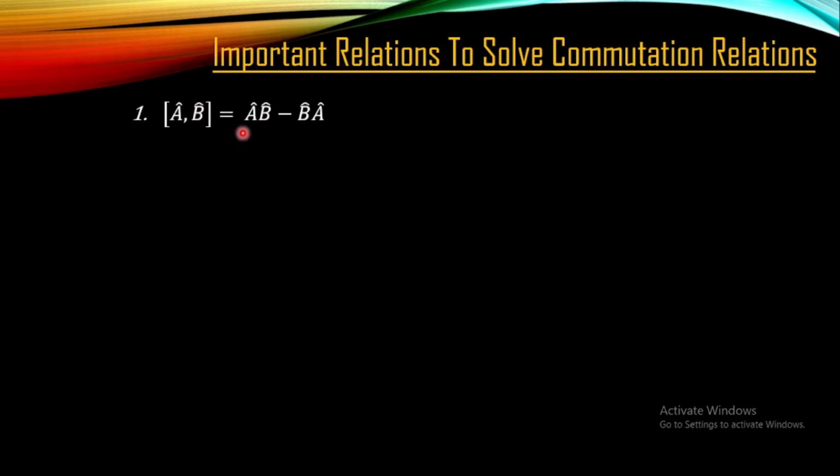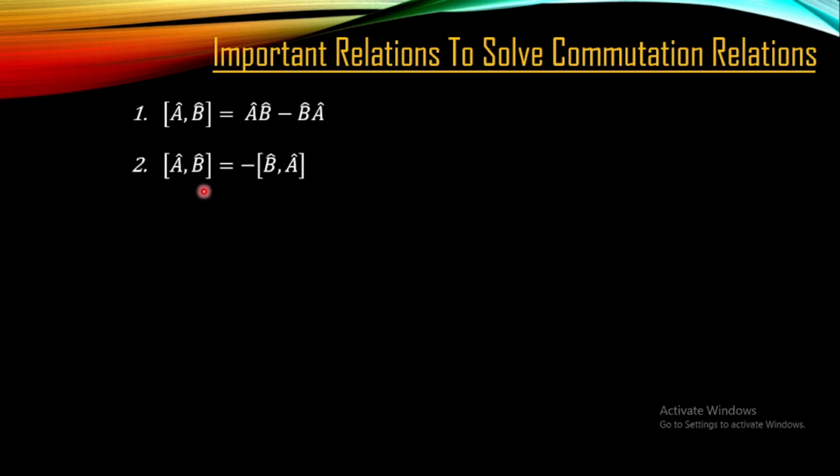But remember here these are the operators and not just the constants. So you can't say that A into B will be equal to B into A and just that inner product is going to vanish. No. So this will be understood in more detail while actually we are going to solve some commutation relations using some genuine operators.